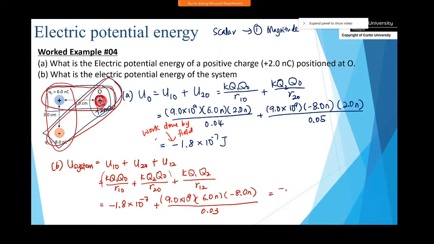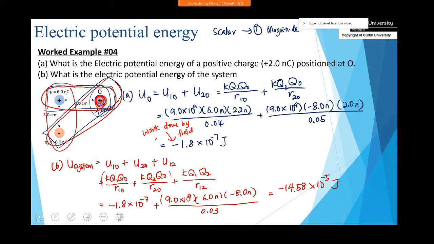So the system is 14.58 times 10 to the power of negative 5 joule. Again, negative here means the whole arrangement is being welcomed by the field. The field itself is allowing all the charge to stay in this position, right?